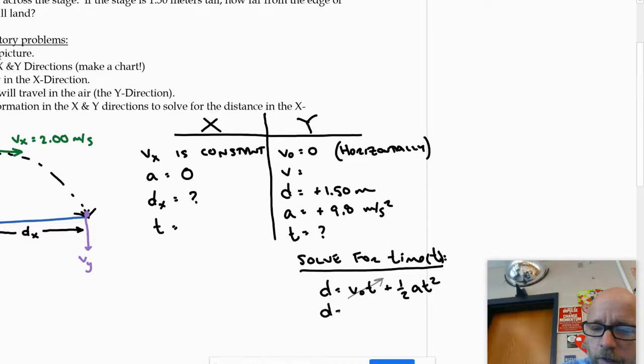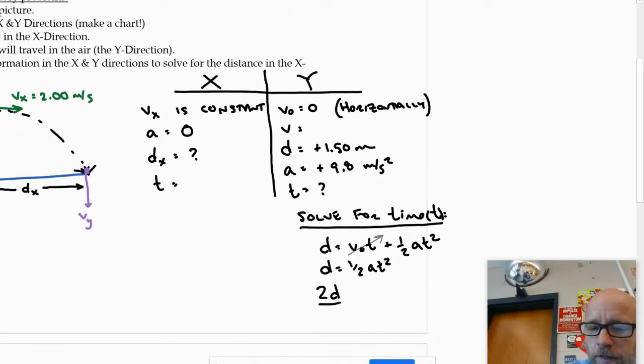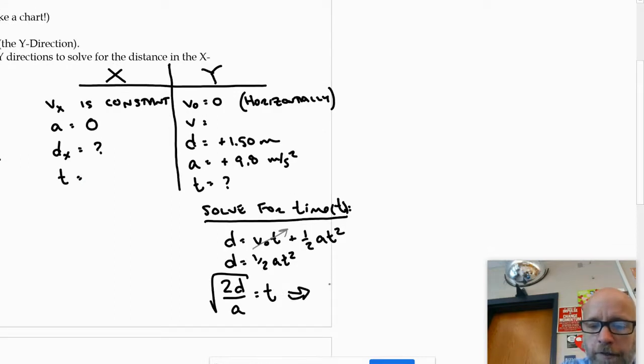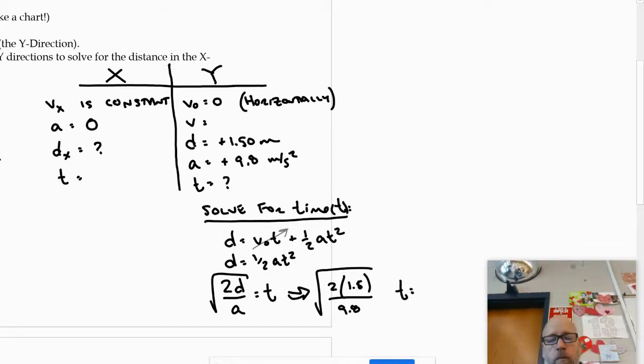I'm going to solve this up. So I get d equals 1/2 at squared. Let's multiply both sides by 2. Divide by a and take the square root. At this point, I'm going to show my numbers plugged in. 2 times 1.5 divided by 9.8. Take the square root. And what do you get for the time? Plug it in. Practice.